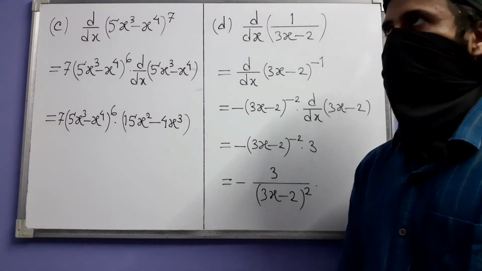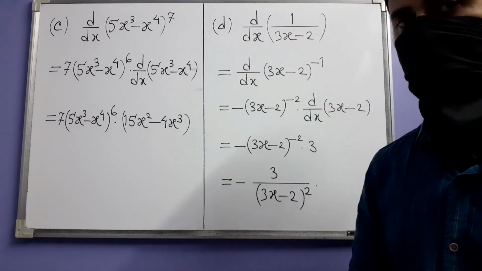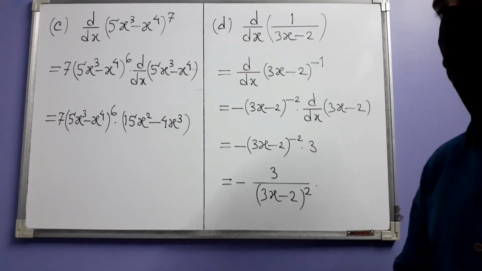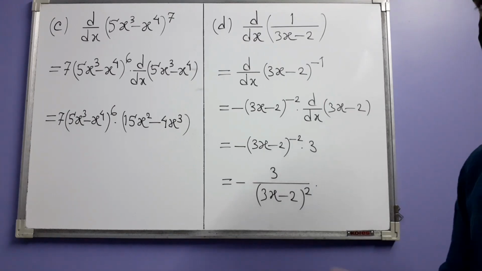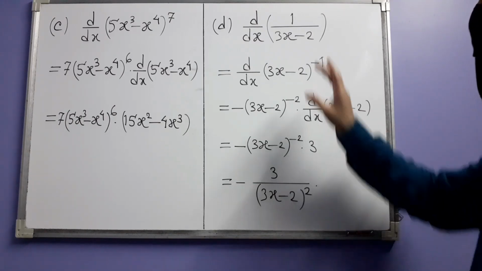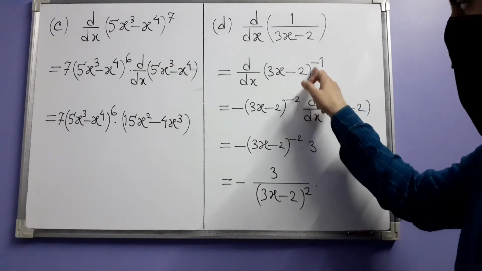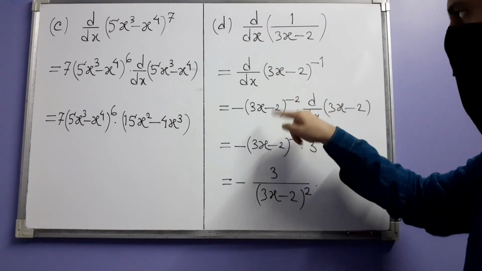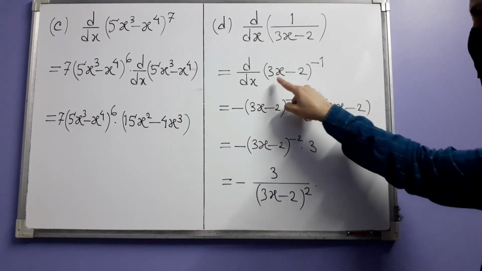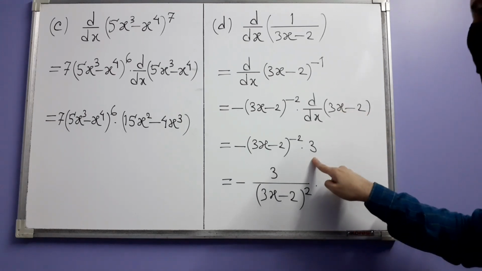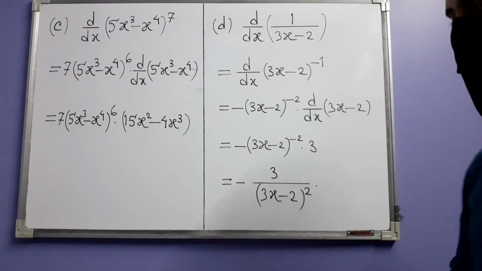And finally in part D, we have the derivative of 1 divided by 3x minus 2. You can immediately see that it's not really that hard in this case. You can apply your usual quotient rule. But still, let's see what we get if we apply our new rule. This reciprocal, of course, is this power where the exponent is minus 1. So minus 1 times 3x minus 2 to the power minus 1 minus 1, that means minus 2, times the derivative of 3x minus 2, which is 3. So that way we get minus of 3 divided by 3x minus 2 whole square.